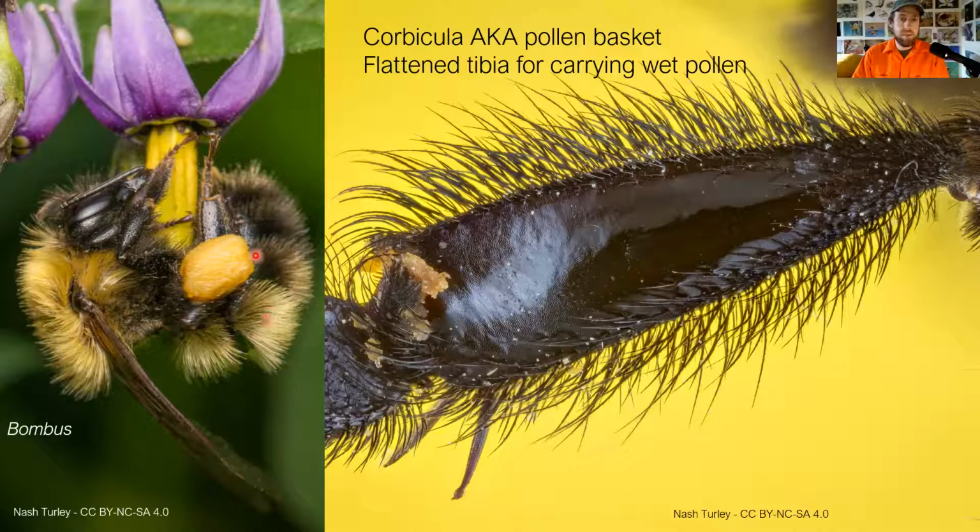And this is an example of a bee out collecting pollen that has this big lump of pollen on their hind leg. So if you see that big lump of pollen on their leg that's kind of wet, that's either a honeybee or bumblebee, if you're in Pennsylvania at least.